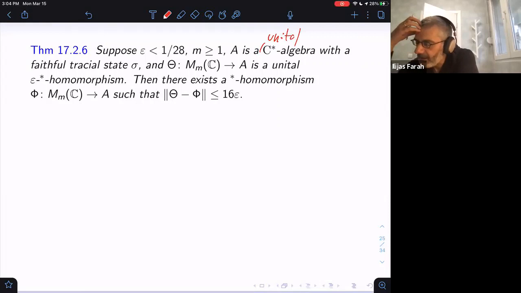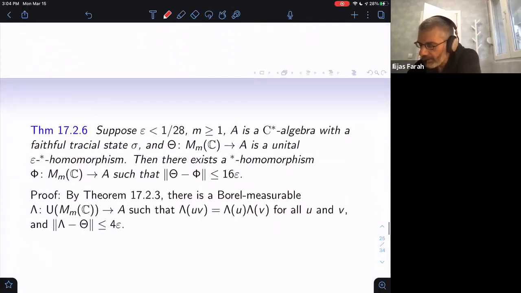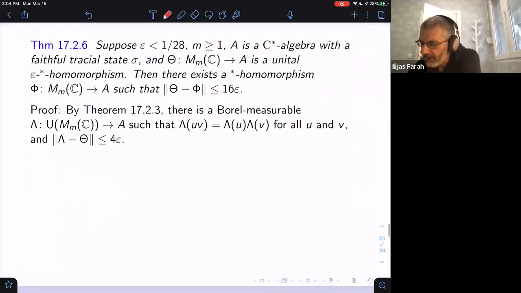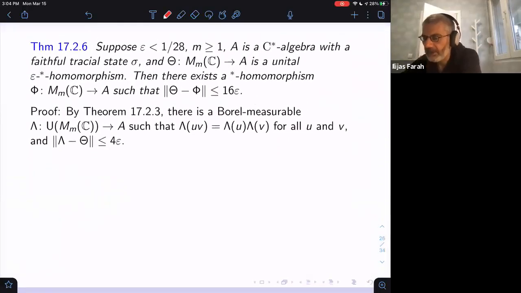And theta from m by n matrices into A is a unital epsilon-star homomorphism. Then there is a star homomorphism phi such that the norm of theta minus phi is less than or equal to 16 epsilon. Again, I have no idea whether the constant is optimal. Now, how does the proof proceed? Well, of course, the first step is obvious.